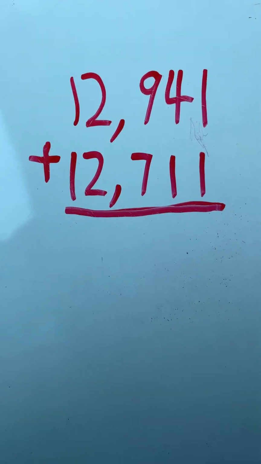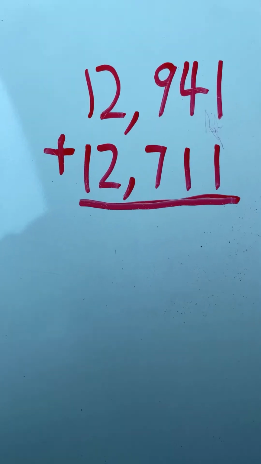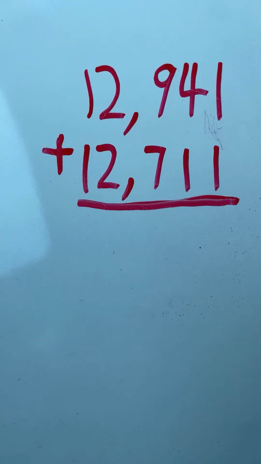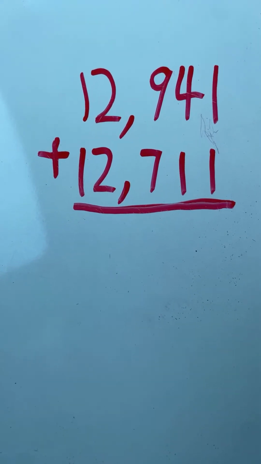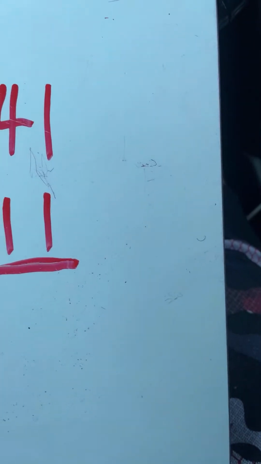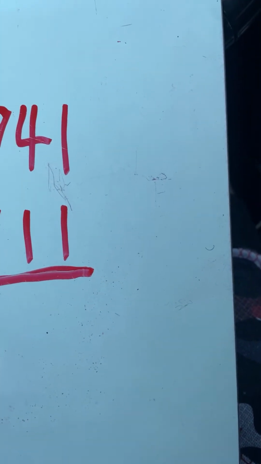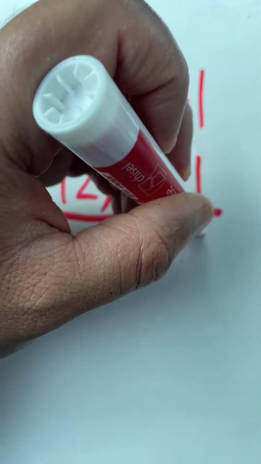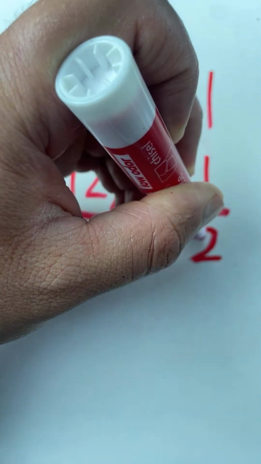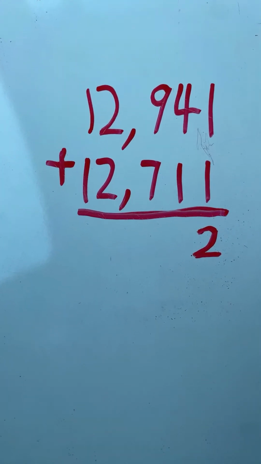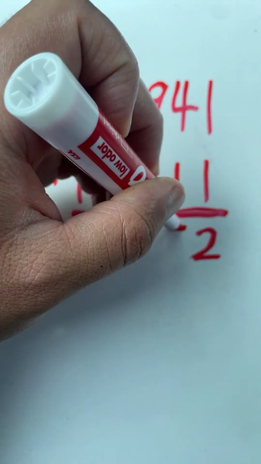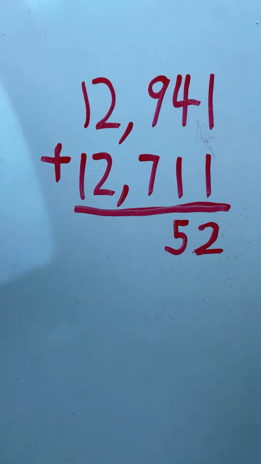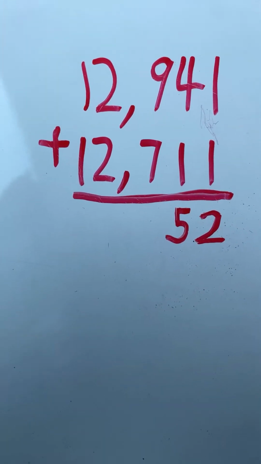All right, example problem number 3. 12,941 plus 12,711. So we start out in the ones place. We're going to start out by adding 1 plus 1. 1 plus 1 equals 2. 4 plus 1 equals 5. We do not need to regroup in the ones or tens place because our sums are less than 10. We only regroup when our sums are 10 or more.